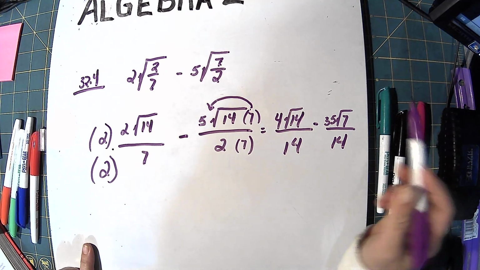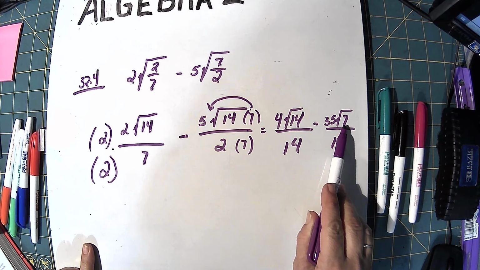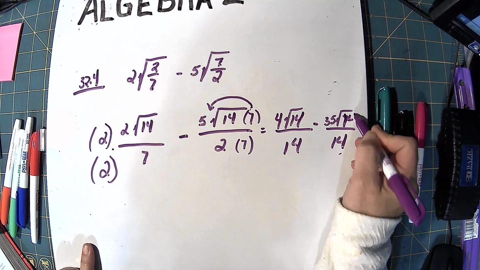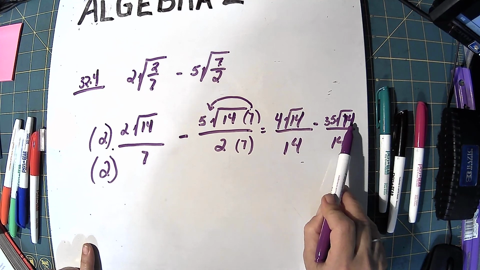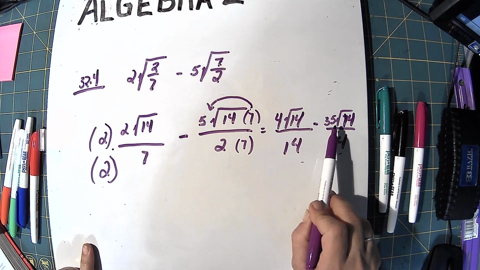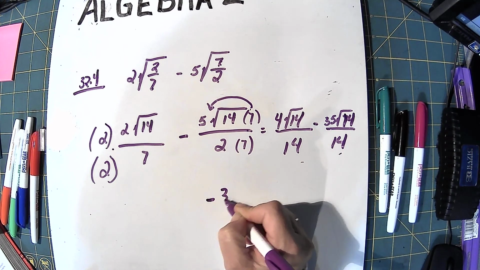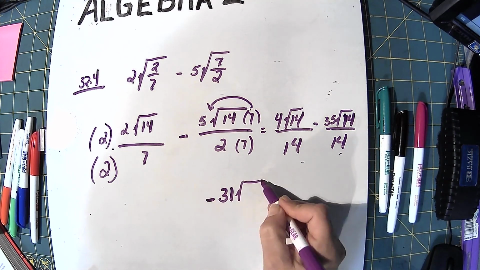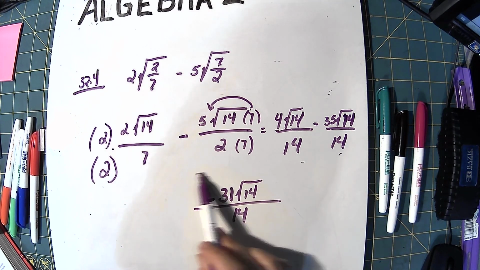Now I can subtract the whole thing because my denominators are the same. And, whoops, that should be square root of 14 right there. My denominators are the same, and these are like terms, square root of 14, square root of 14. So 4 minus 35 is going to be negative 31 times the square root of 14 over 14. So that's the answer to that one.